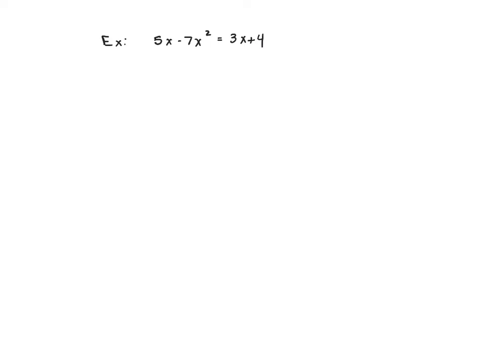again, quadratic, x squared, linear term. Ooh, there's another linear term. Well, let's get everything to the left-hand side. I'm going to do this one in steps so you can see them all. I'm going to subtract the 3x and line it up underneath the other x term. And the result is 2x minus 7x squared equals 4.